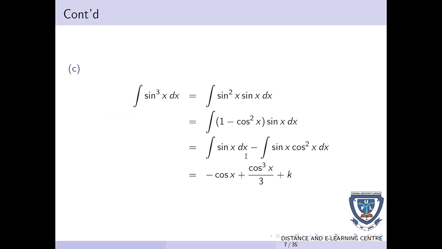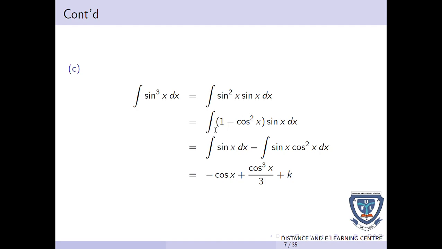We are looking at C. Integral of sine cube x dx is equal to the integral of, you break it up into two factors, sine square x times sine x, which is still equal to sine cube x. Now after reducing it to a smaller term that we can handle, then we'll pick them up bit by bit.